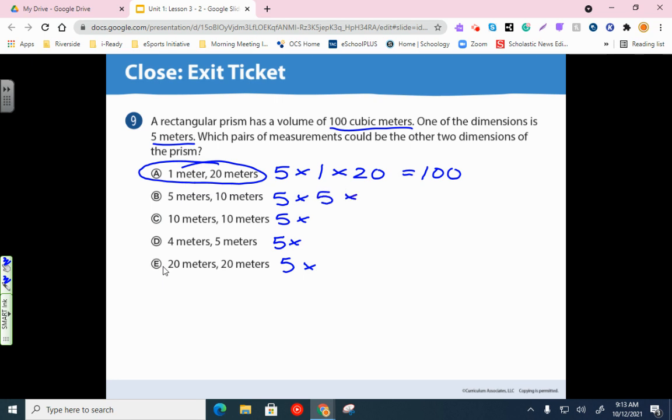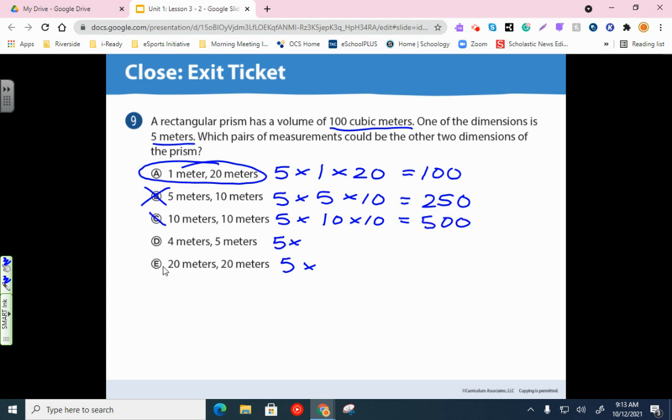5 times 5 times 10. That 5 times 5 gives me 25. Multiply that by 10, that gives me 250. That's not going to work for us. 5 times 10 times 10. I know 5 times 10 is 50, and 50 times 10 is going to be 500. We're going in the wrong direction.